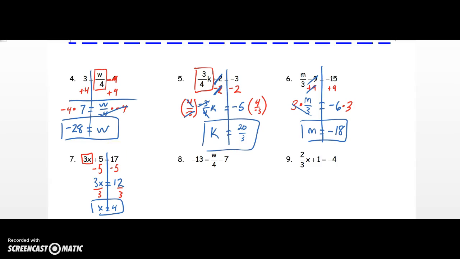Number 8. Okay, we see negative 13 equals w over 4 minus 7, so our variable is on the right this time. It doesn't matter what side it's on, but let's go ahead and try to get that by itself. We see minus 7. We know we want to add 7 on both sides. Negative 13 plus 7 is going to be negative 6 equals w over 4. Our 7's cancel out. Okay, we see w divided by 4. We know we are multiplying by 4 now. So we have negative 24 equals w.